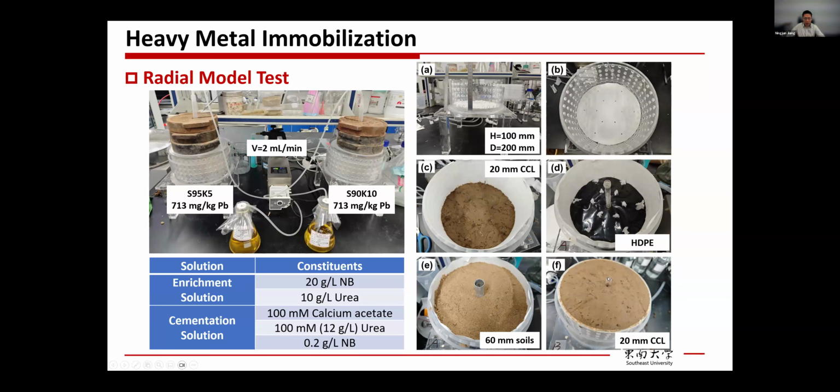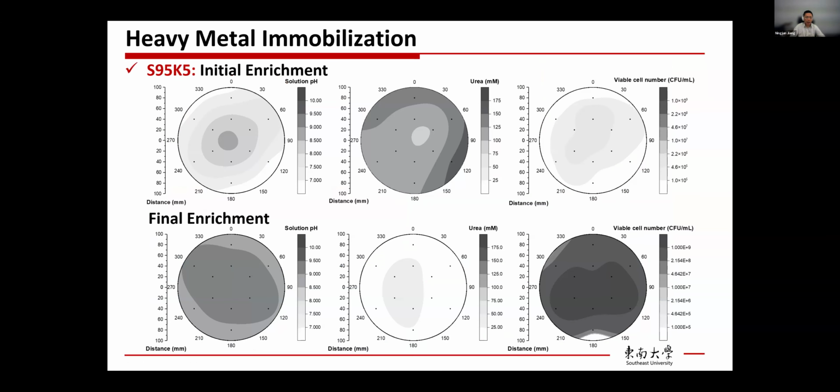Then we do the injection of both enrichment solution, as you can see here, and the cementation solution from the perforated tube in the center. Then we take the solution samples from various locations, as you can see the small dots here. So in this graph, it shows the evolution of solution pH, urea concentration, and viable cell number at different times. The first line shows the values after the first enrichment, and the bottom line shows the values after the final enrichment process.